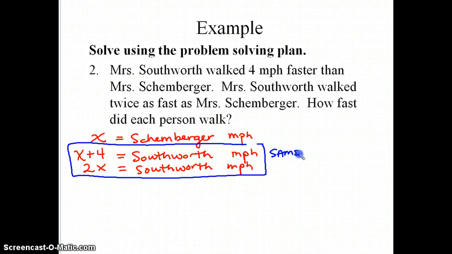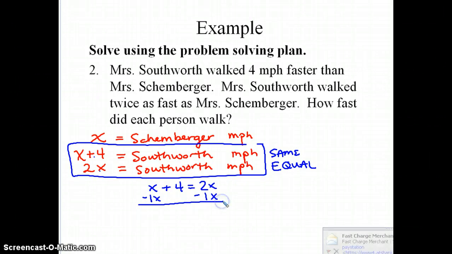These are the same. And in math class, when we have same, that means that they are equal. So that means that I'm rewriting Southworth's miles per hour in two different forms. One as an addition problem and one as a multiplication problem. Since they are equal, I can write my equation x plus 4 is equal to 2x. And then I can solve. I'm going to subtract 1x from both sides. When I subtract 1x from both sides, I end up with 4 is equal to x.